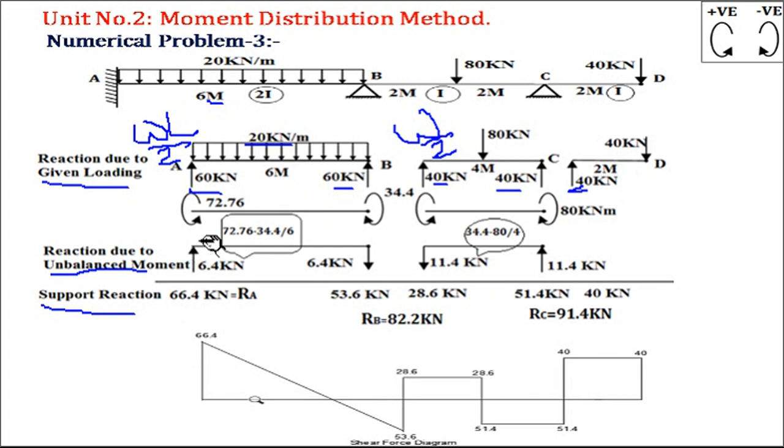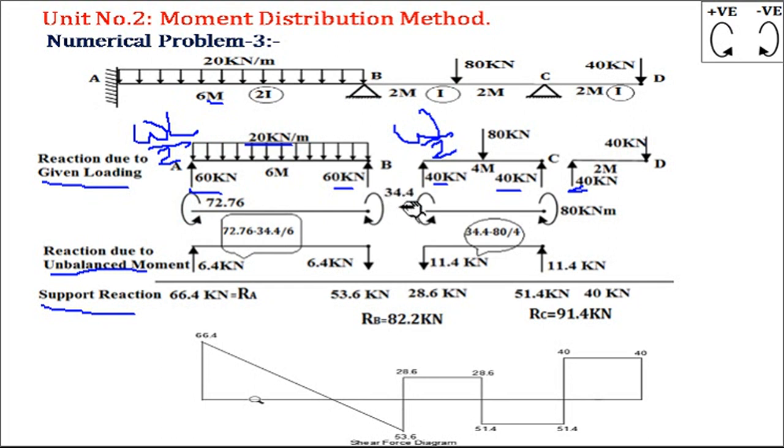Now we have found the moment in member AB as well as in member BA. The moment in member AB is acting in the anti-clockwise direction because the value is plus 72.76. As the value is plus 72.76, it is acting in the anti-clockwise direction. So the value of moment in portion BA is minus 34.4.